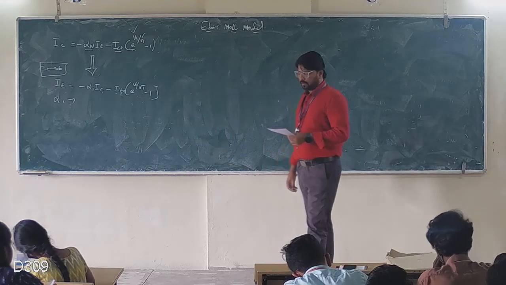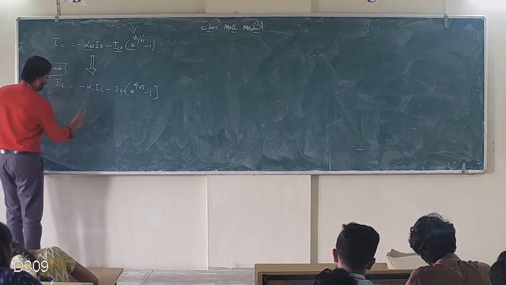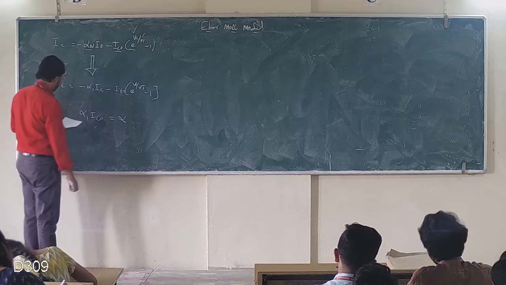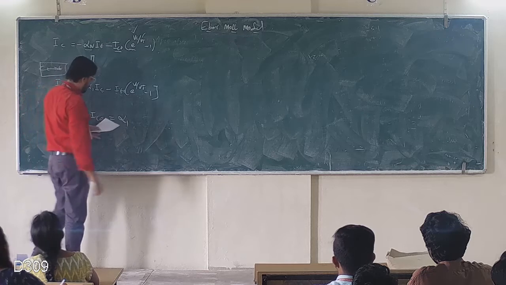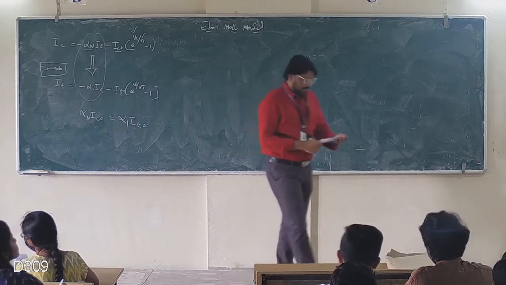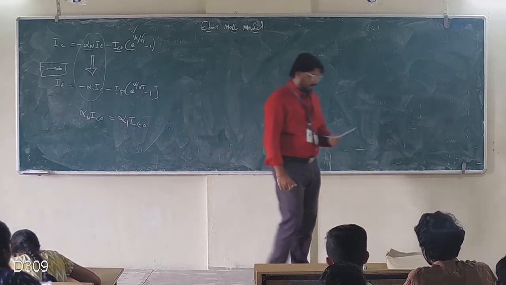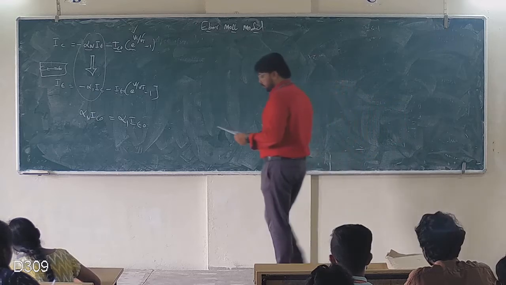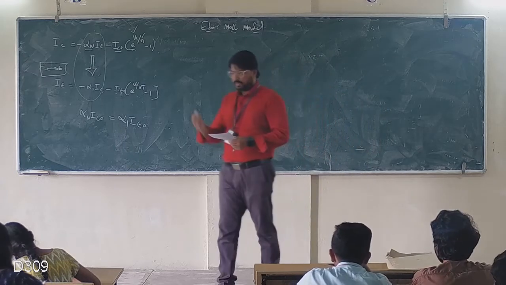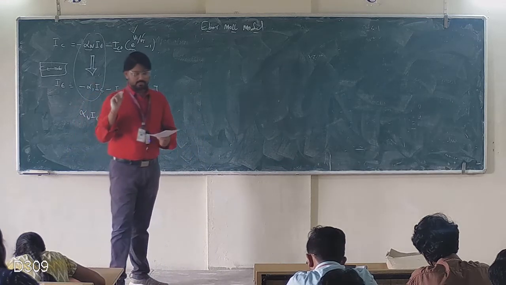Next line: the above parameters are related by the condition alpha n ICO equals alpha I IEO. Next line: for any transistor.